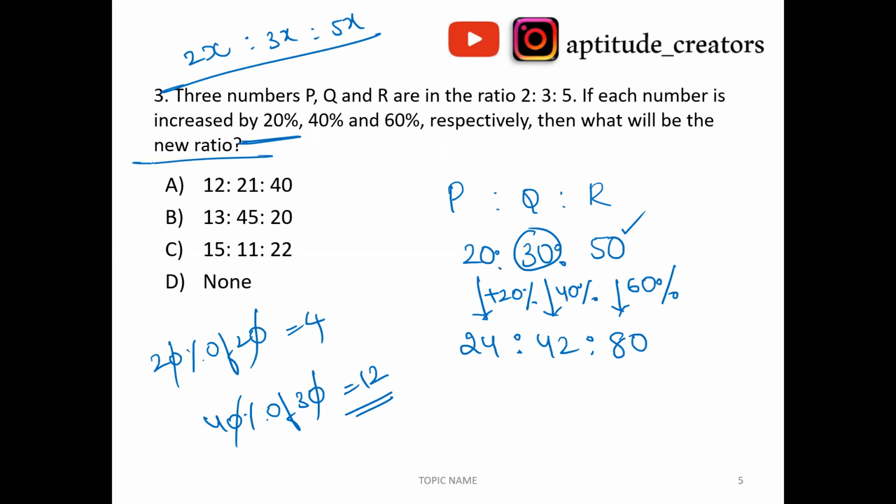He is asking what will be the new ratio? Now, how can I cancel out? 2 ones are 2, 2 12s are 24, 2 21s are 42 and 2 40s are 80. The answer is 12 is to 21 is to 40. Option A.